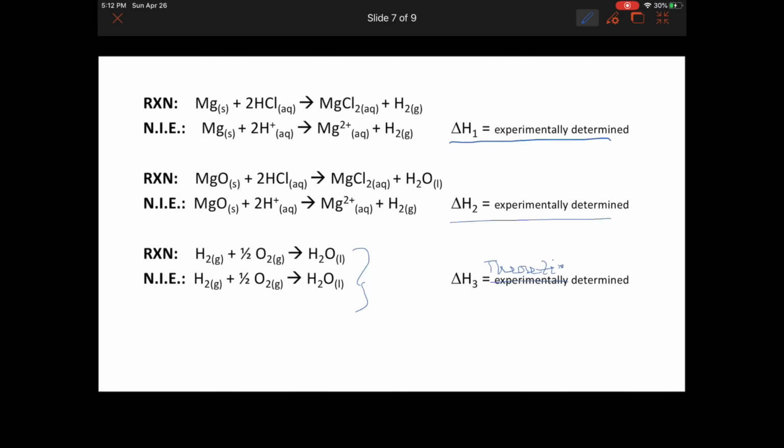However, due to hydrogen gas being explosively flammable, we will not conduct this reaction to experimentally determine the delta H value. You will use Appendix C in the back of your lab manual or one of the appendices in the back of your textbook to theoretically calculate the delta H value for this reaction.